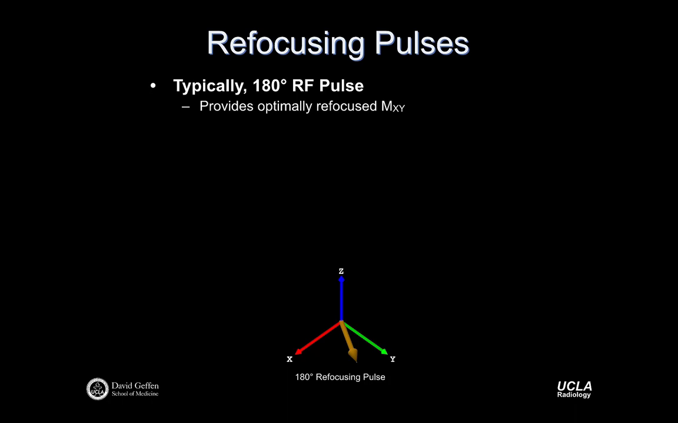We're getting just a touch ahead of ourselves because we haven't talked about all these concepts yet. Refocusing pulses are used in what's called a spin echo pulse sequence, something we'll talk about in two weeks. It's one of the basic pulse sequences that we use for generating signals that are useful, measurable, and helpful for forming images.